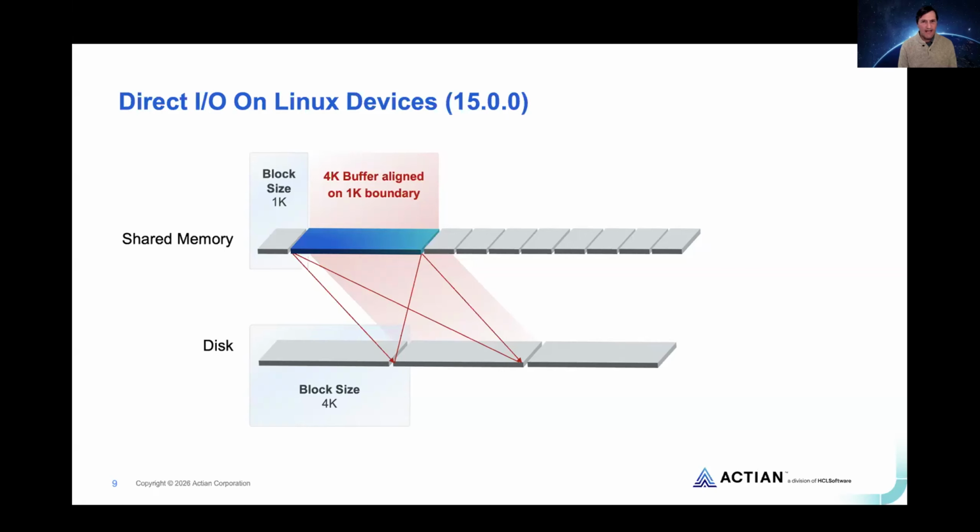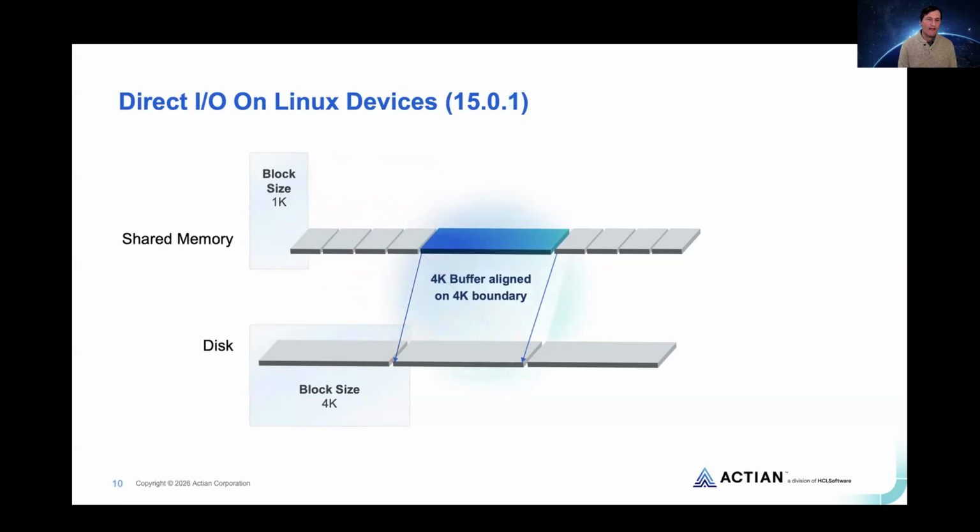So let's go to the next slide and we'll see what we did in 15.0.1. That previous slide was showing 15.0.0 and earlier versions of 14. This is 15.0.1 now. As I said, we've gone through our code, the server and utilities, to make sure that any I/O we're doing is aligned on 4K. You can kind of see at the top that this 4K buffer is now aligned on a 4K boundary. Direct I/O to a disk with 4K sector sizes will work now.